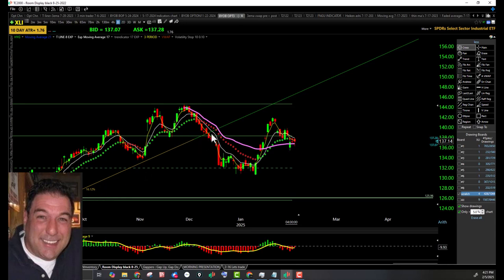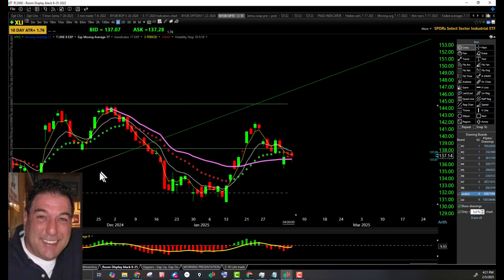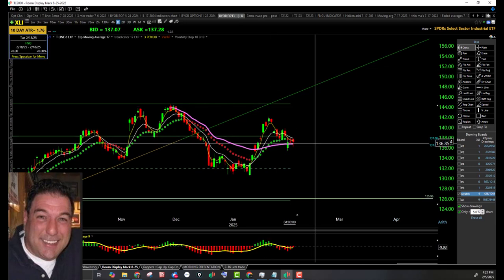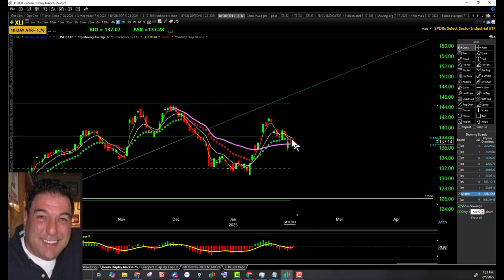They got caught underneath this uptrend line on the back side of it. So they kind of lost that uptrend right there as far as stringing these lows together. So XLI in the upper third, that is bullish. Just not moving up at this time.